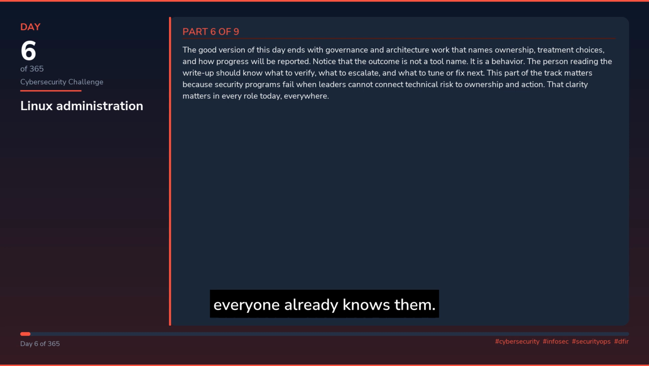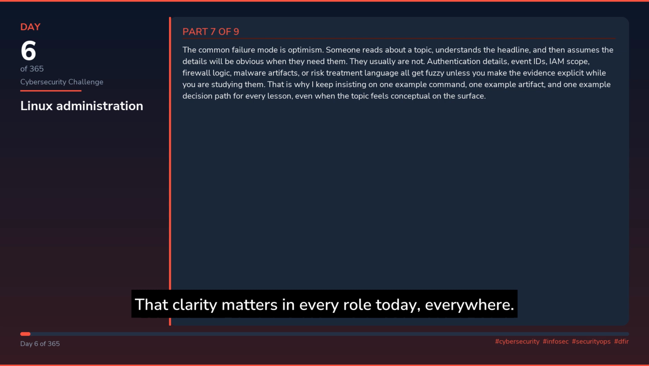The good version of this day ends with governance and architecture work that names ownership, treatment choices, and how progress will be reported. Notice that the outcome is not a tool name. It is a behavior. The person reading the write-up should know what to verify, what to escalate, and what to tune or fix next. This part of the track matters because security programs fail when leaders cannot connect technical risk to ownership and action. That clarity matters in every role today, everywhere.